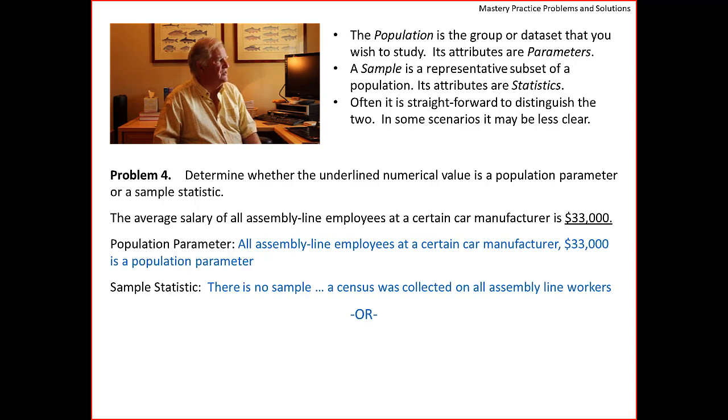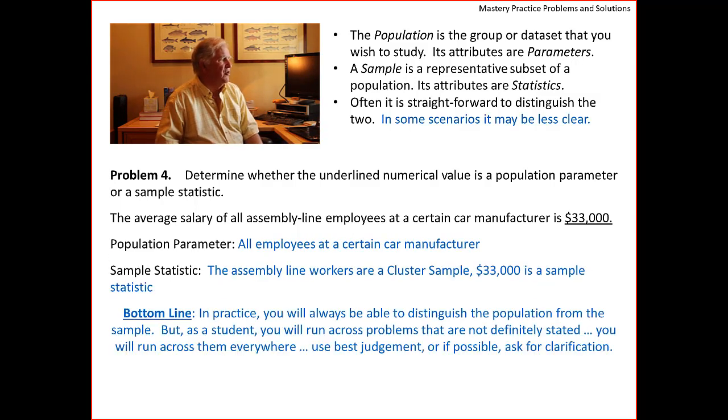I've said first case, all assembly line employees at a certain car manufacturer, $33,000 is the population parameter, and there's no sample statistic. Or the population is all employees at a certain car manufacturer, the assembly line workers are a cluster sample, and $33,000 is a sample statistic.